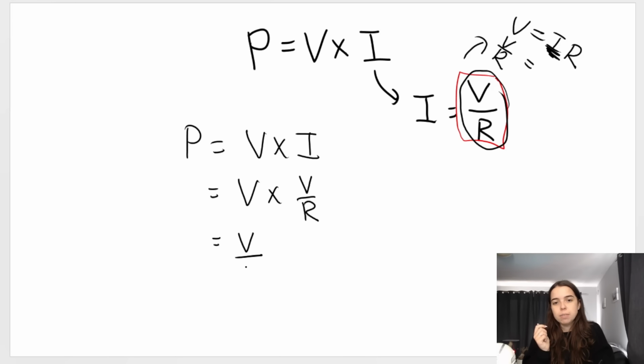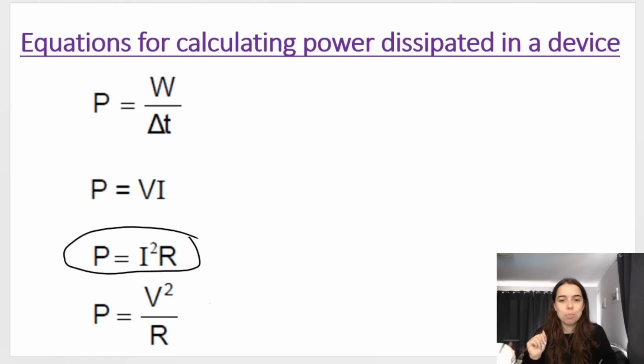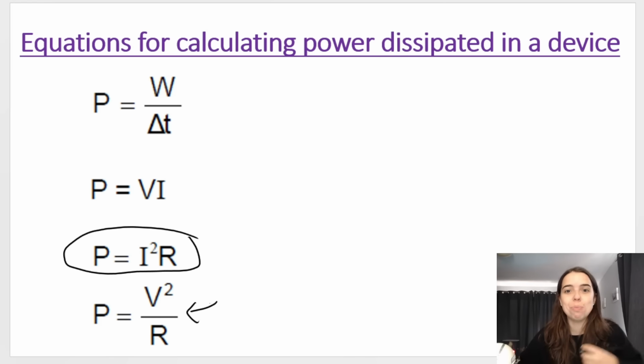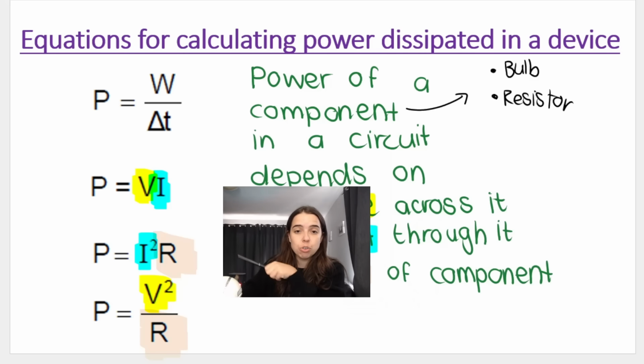So I've got V over 1, because anything that's standing alone can be written over the number 1, times V over R. What is top times top? What's V times V? V squared. What is 1 times R? Just R. And that is how we get our last formula here, that you will get on the formula sheet. So it's pretty cool, but I just showed you how we derive all the formulae. Again, you don't need to know how to derive them. I just think it's interesting and it's good to understand it, but we give this to you on your formula sheet.